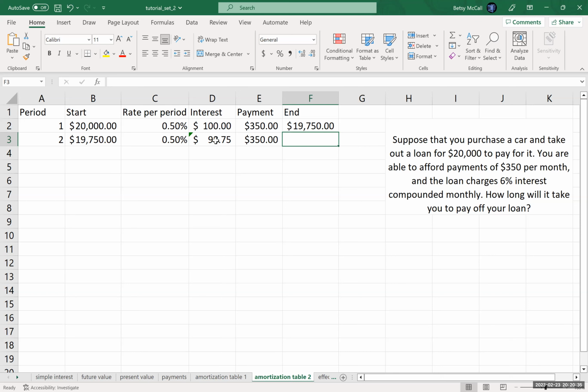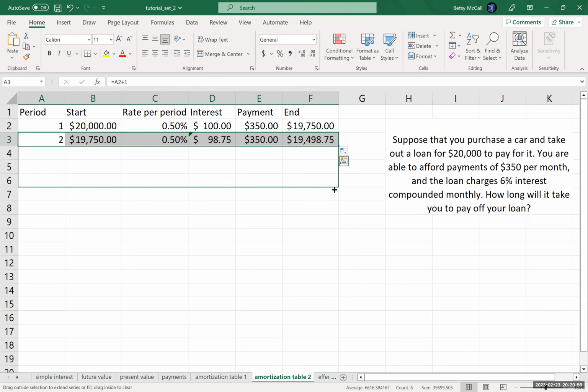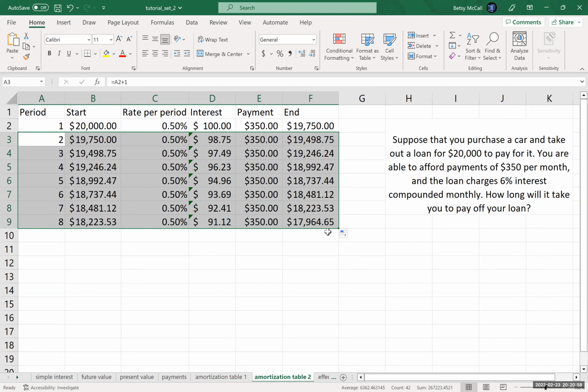And notice, since my interest went down a little bit, more of my payment is going to go toward reducing the balance. And once I have the second row calculated with all of the references to the previous line, now I can copy the formula down, and I'll just copy it down a couple of lines so we can see what happens. So notice that the interest keeps reducing because the amount in my account is going down.